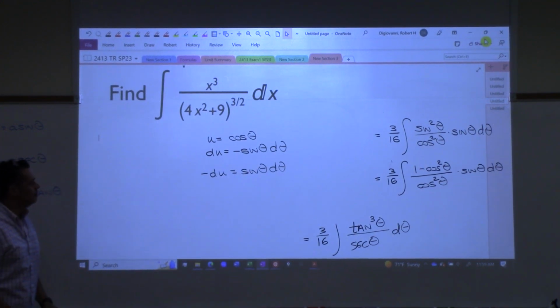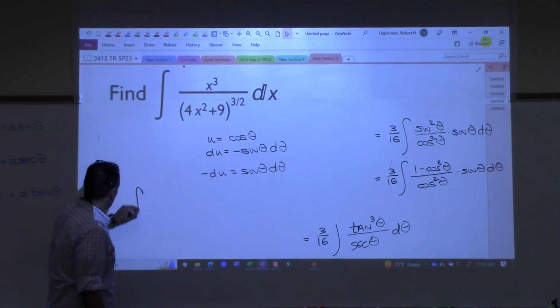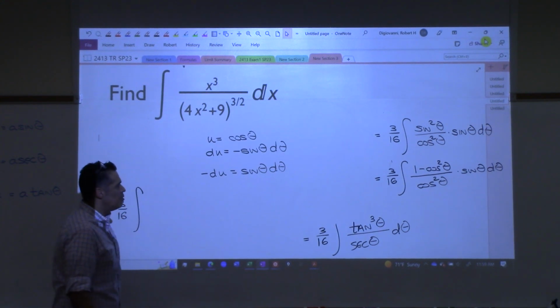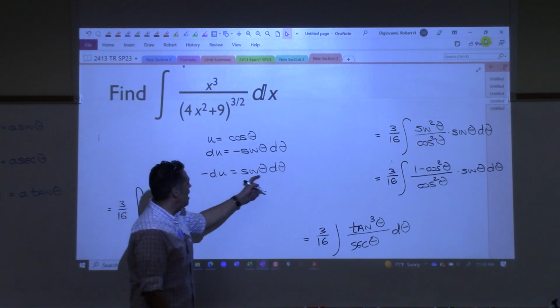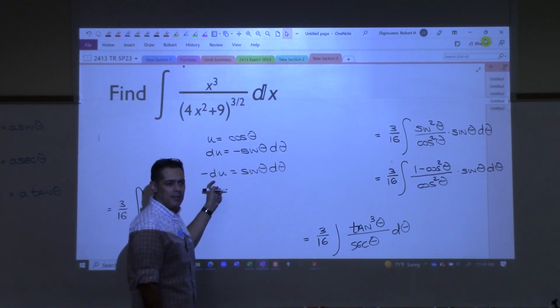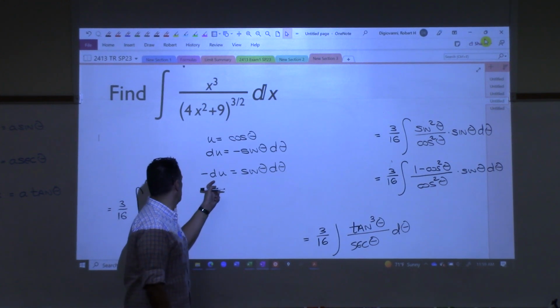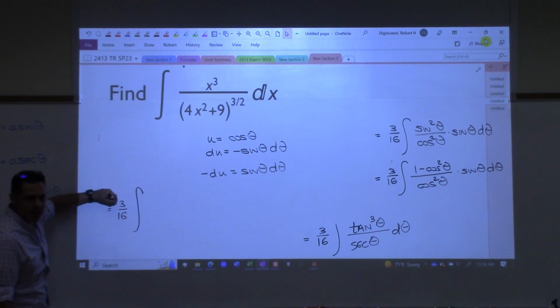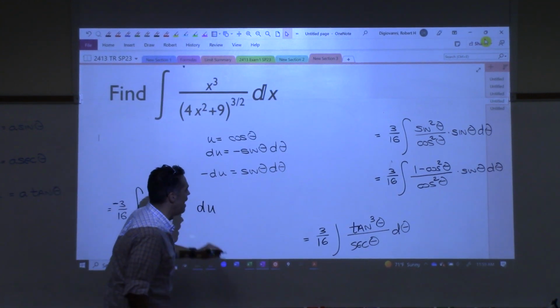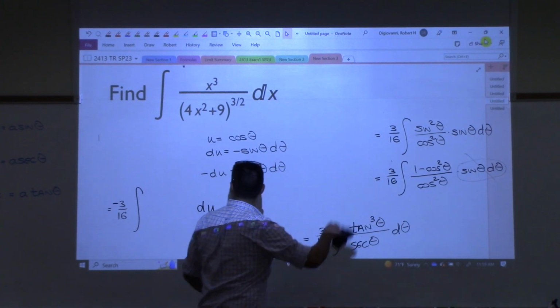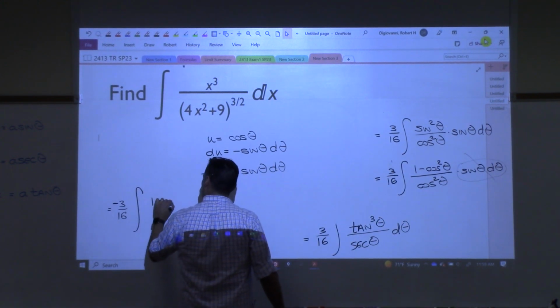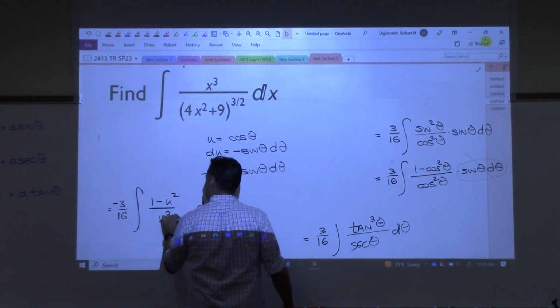Rewrite the integral. 3/16 is on the outside. Everywhere I see cosine theta, I'm replacing it with u, right? And then my sine d theta is going to be replaced with negative du, sorry. So I just bring that negative out right now. There's my negative du, and that replaced this piece right here. Now I just replace all that. So 1 minus u squared over u squared.